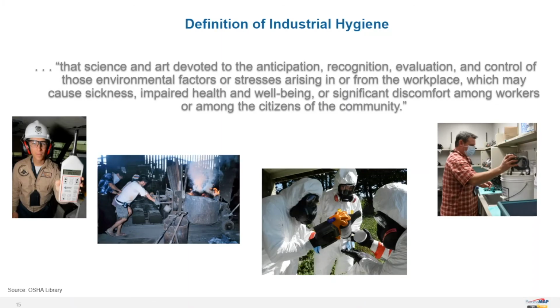Let's start with what is IH, or industrial hygiene. This field has been around for a long time. It is that science and art devoted to the anticipation, recognition, evaluation, and control of those environmental factors or stresses arising in or from the workplace, which may cause sickness, impaired health and well-being, or significant discomfort among workers or among the citizens of the community. So based on this, you can see it is a very broad field and applicable to many types of industries.